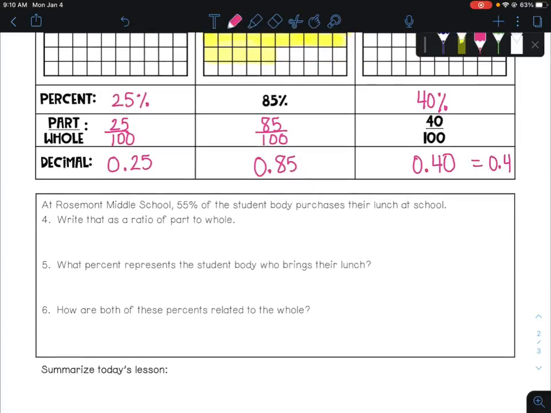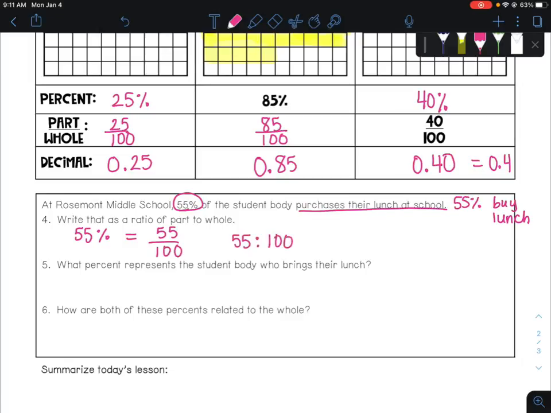All right, last up. At Rosemont Middle School, 55% of the student body purchases their lunch at school. So I'm just going to write over here, 55% buy lunch. Write that as a ratio of part to whole. So 55% would just be 55 over 100. If you want it to look more like a ratio notation, you could write 55 to 100.